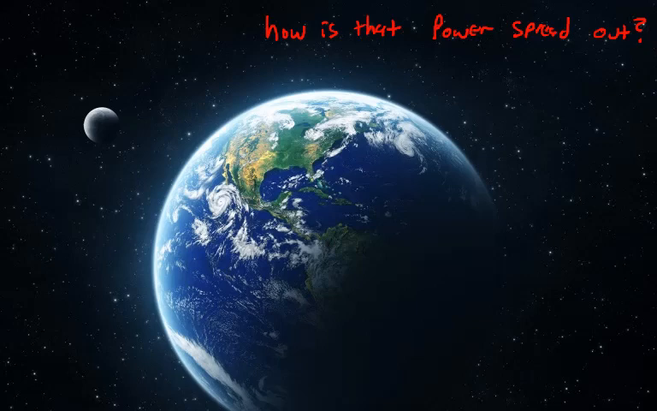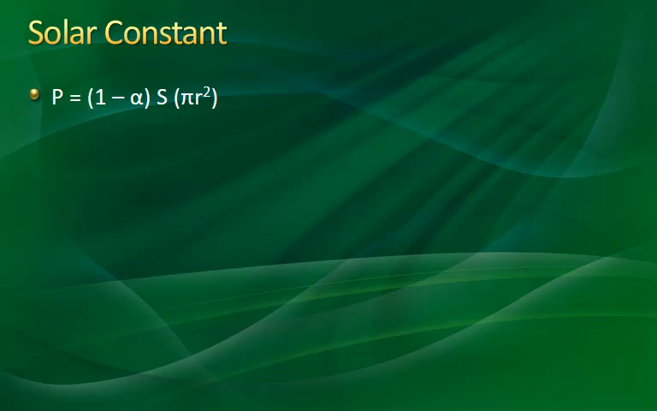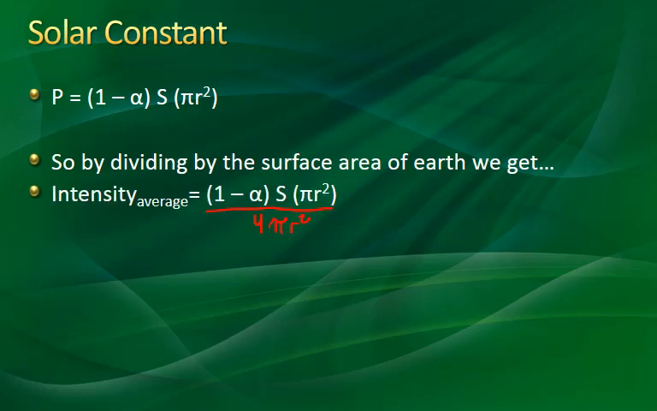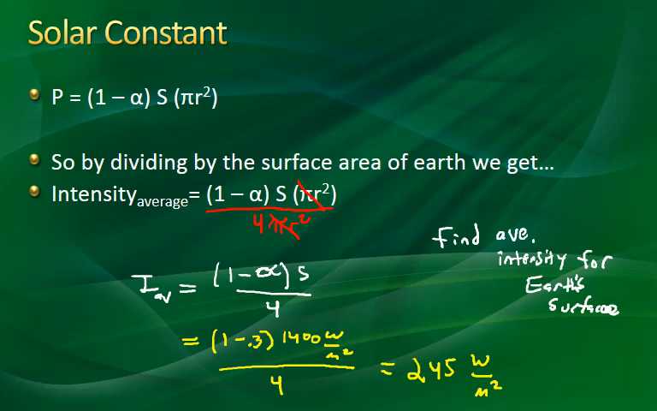What we also have to consider here is how that power is spread out. We have the surface area of the Earth, 4 pi r squared. However, with the light coming in, we'll have to consider that. Dividing by the surface area, we can get the average intensity on the Earth, and that will cancel out there. Let's go ahead and calculate that. We're getting about 1/4 of it as we work through that.